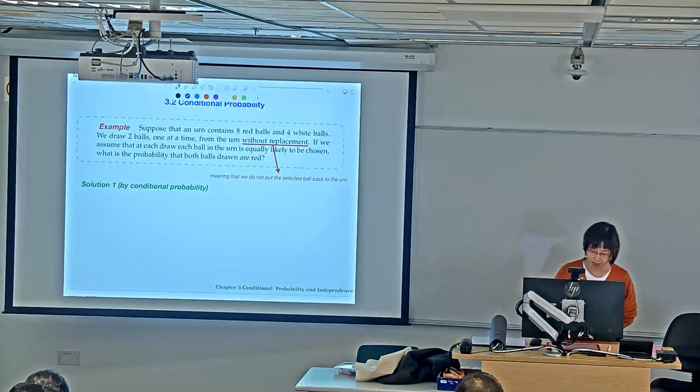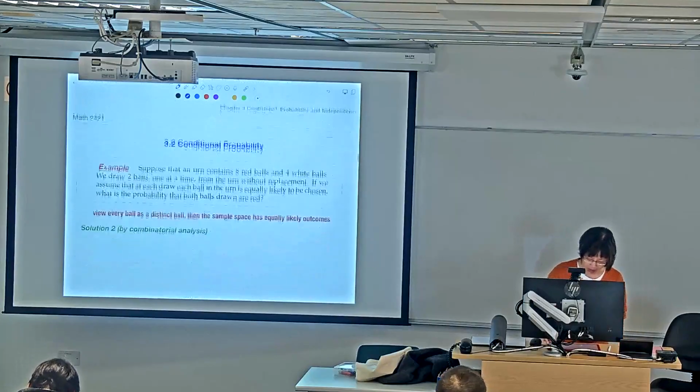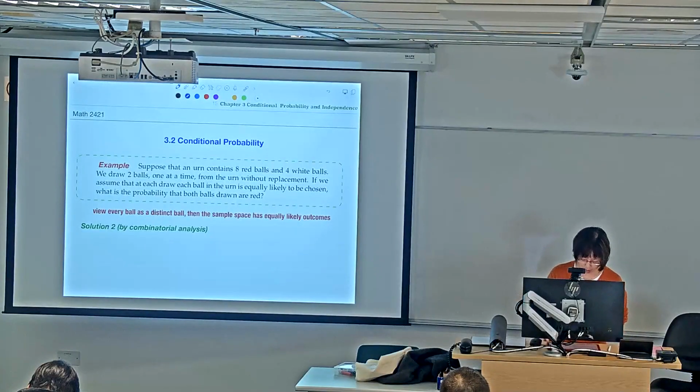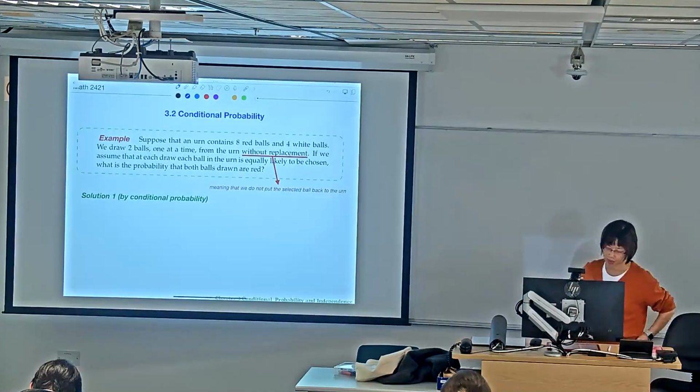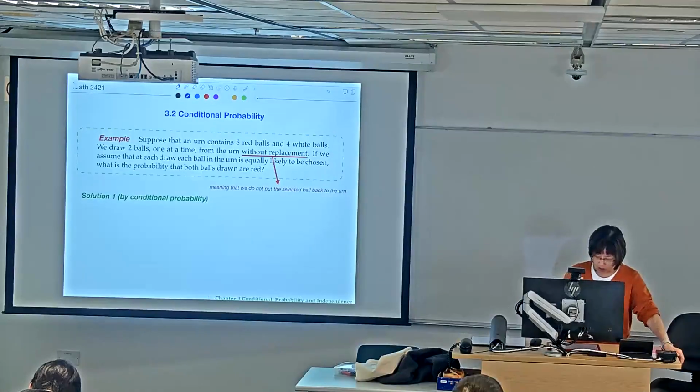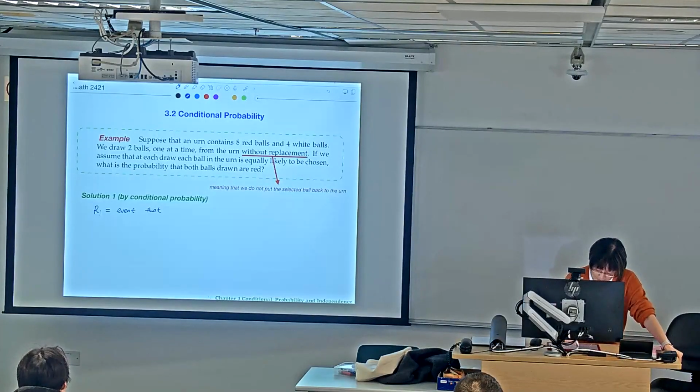So we provide two solutions. The first one is using conditional probability. The second one, which we are familiar with, uses a counting method. If we want to use conditional probability, we need to properly denote the events. Let's use R1 as the event that the first chosen ball is red.